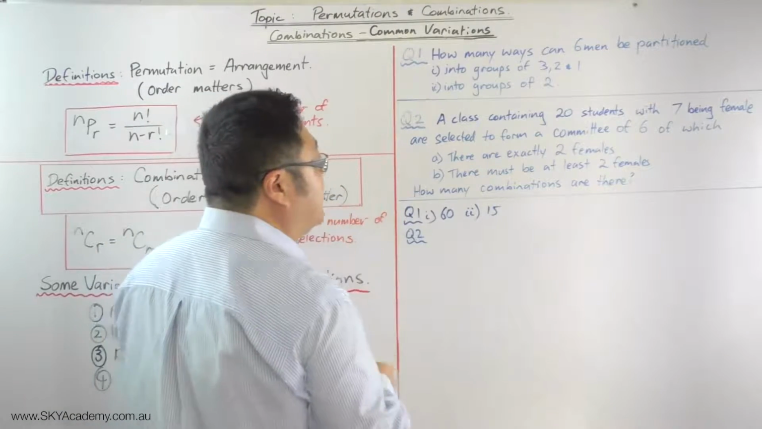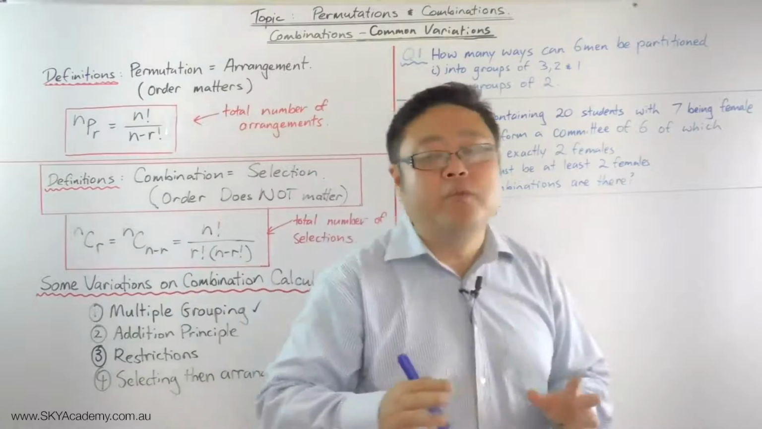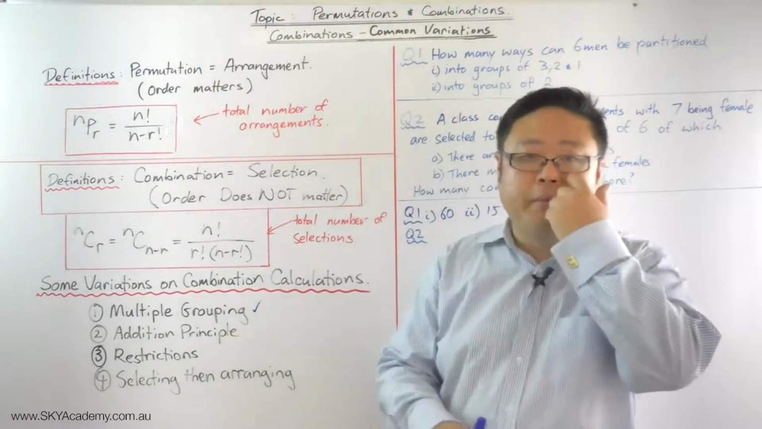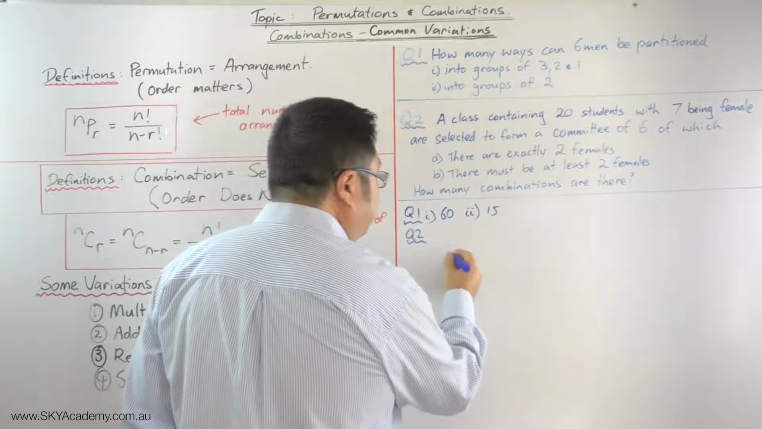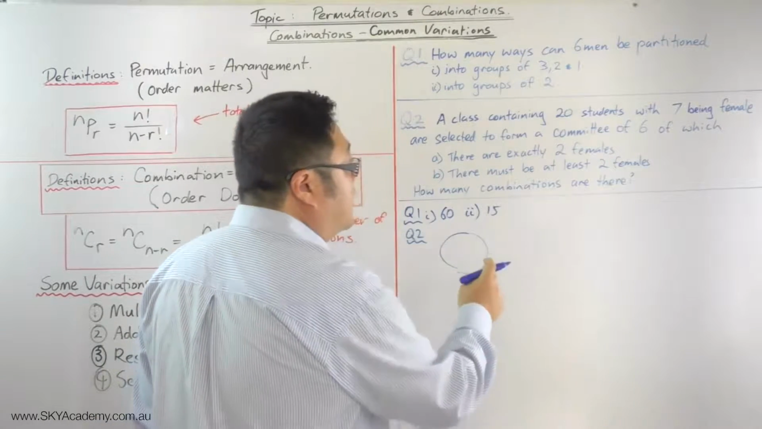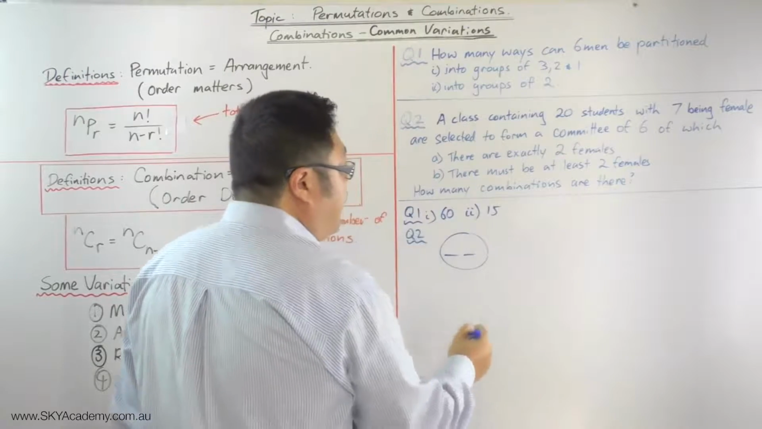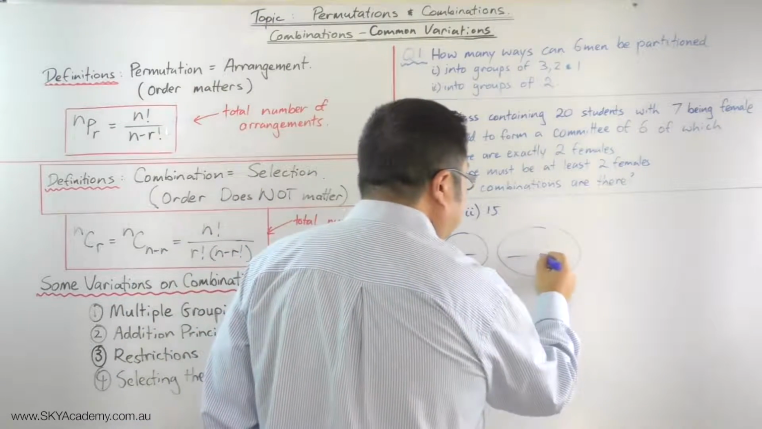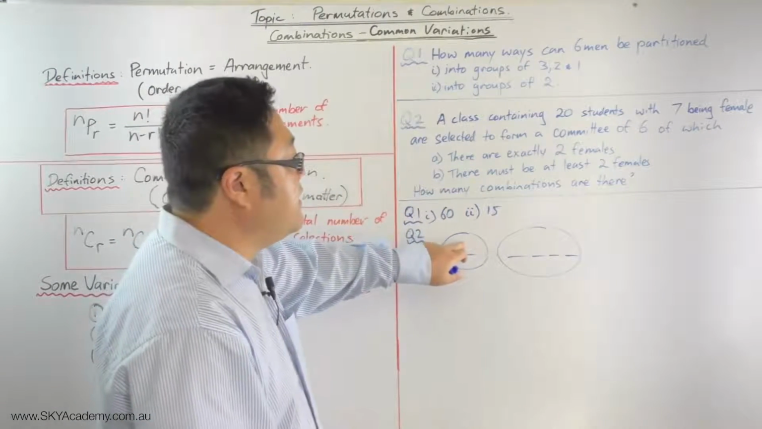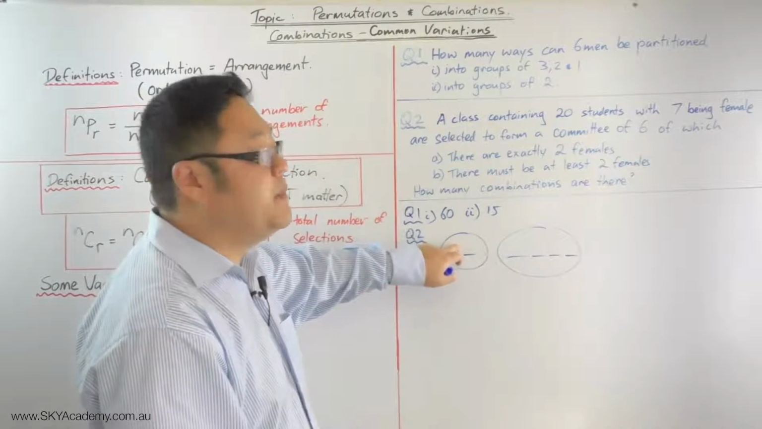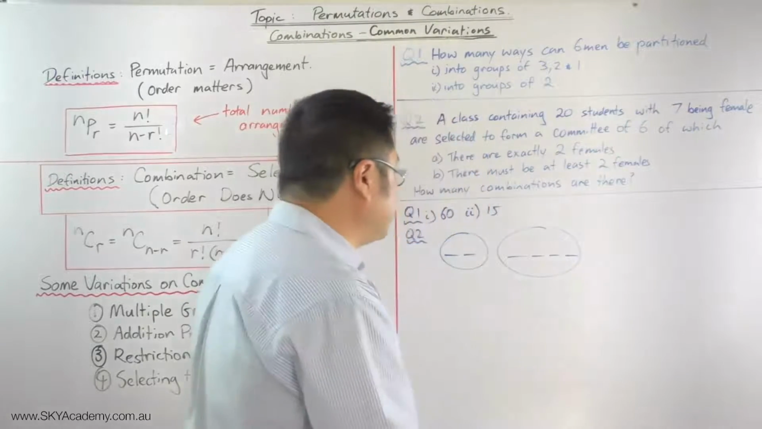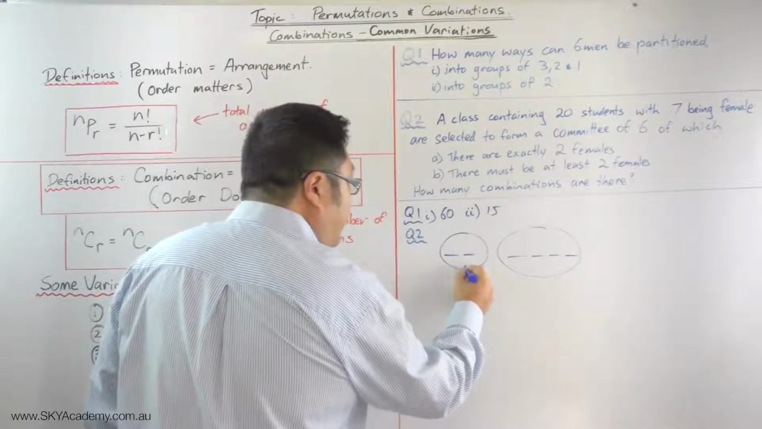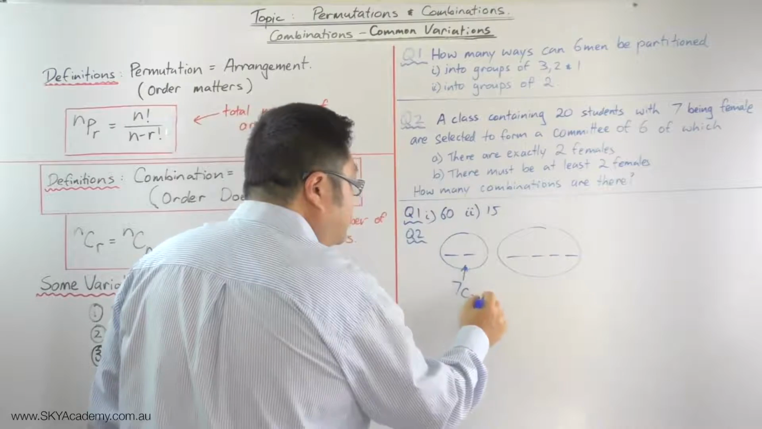Well, this one will be similar to the multiple grouping questions. What I would do is set aside one group of 2 here, right? And one group of 4 here, right? Now we know that in this group, there has to be 2 females. We can choose from a possible 7 females. So what we have here is 7 choose 2.